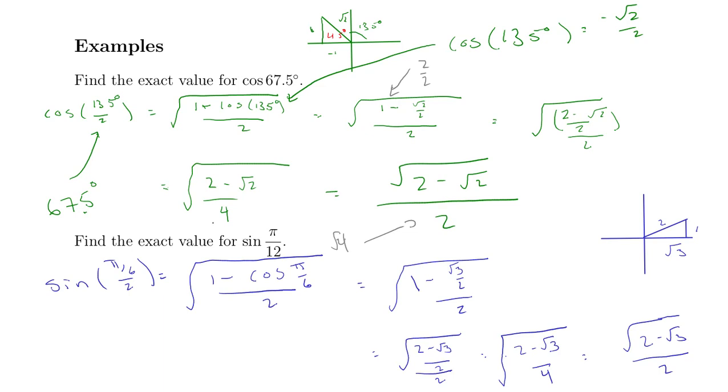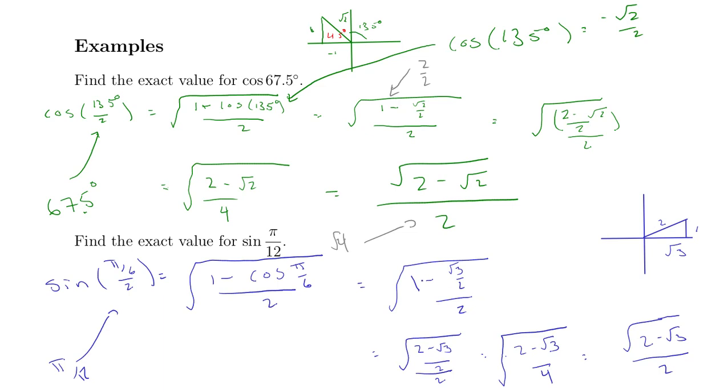Cool. For sine of pi over 12, I know that pi over 12 is half of pi over 6. So really, I've got sine of pi over 6 over 2. That's really just pi over 12. So I do the square root of 1 minus cosine of pi over 6, over 2. Notice I don't use sine here. I use cosine for both of these. I'm just subtracting instead of adding in this case. Cosine of pi over 6 is real easy. It's root 3 over 2. So this is 1 minus root 3 over 2, over 2.